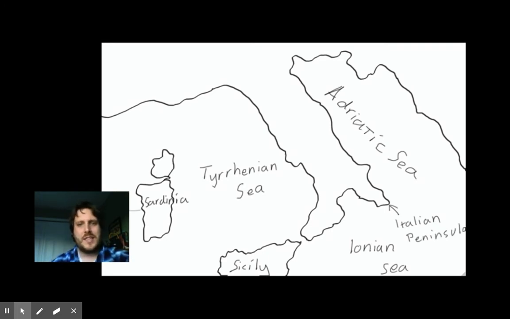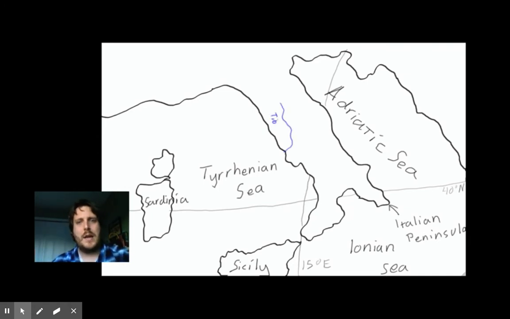Let's go ahead and draw some points of reference here so we know where we're looking at in the world. That line there is 40 degrees north, and the line right here is 15 degrees east. So that you know you're north of the equator and east of the prime meridian.